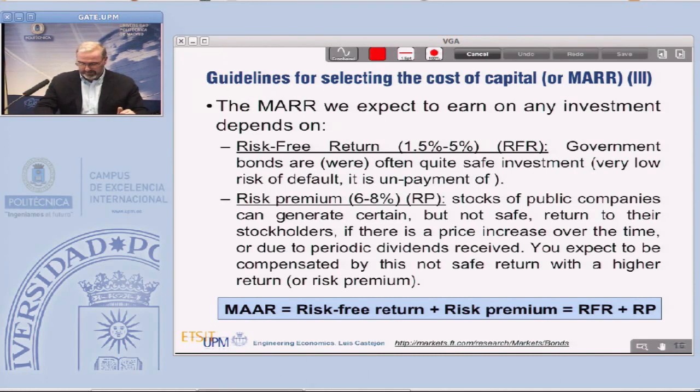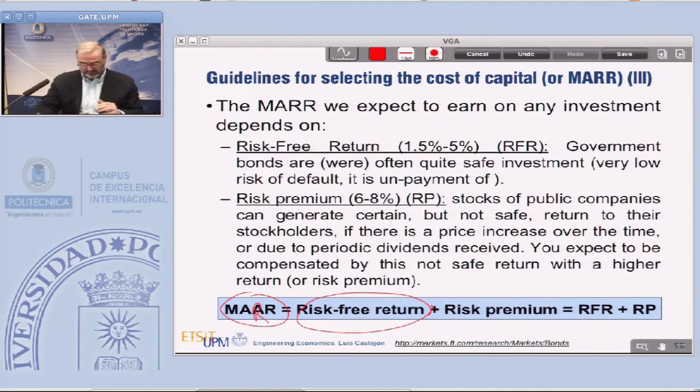Many governments issue bonds. They pay the annual coupons, and at the end of the term of the bond, you get back your money. And then you add to that risk-free return. This is the first term of the minimum attractive rate of return. There is a misprint here. And then, to this amount of the risk-free return, we add the risk premium.